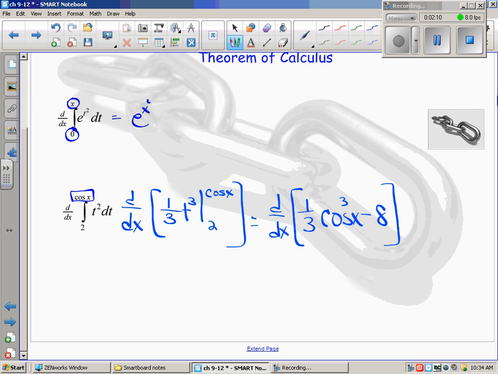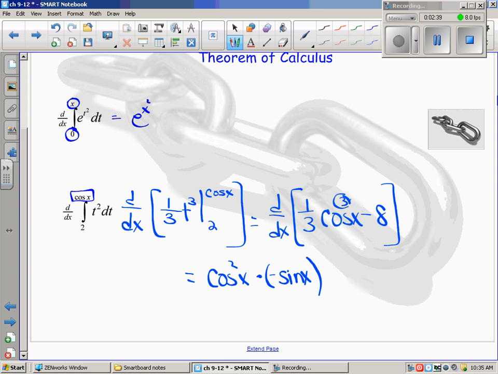And now I do the derivative of that. And when I do the derivative, that 3 would drop down, right, times that 1/3, giving me just 1, and it would be cosine squared x times the derivative of cosine. We would take care of that power, that's where that would drop down. But we'd also have to do the derivative of cosine. And you can see there's that chain rule coming back full stream. And of course, the derivative of -8 is 0.